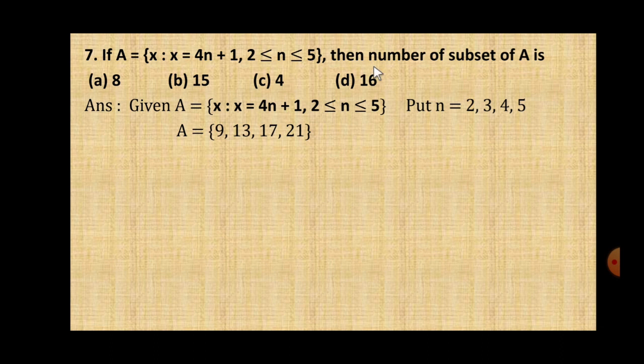Now by using this, we can easily calculate the number of subsets of A. How to calculate the number of subsets? The formula is 2 raised to n, where n is the total number of elements in the given set. In this example, there are a total of 4 elements, so the formula gives 2 raised to 4, that is 16. So the total number of subsets is 16, and option D is the correct answer.